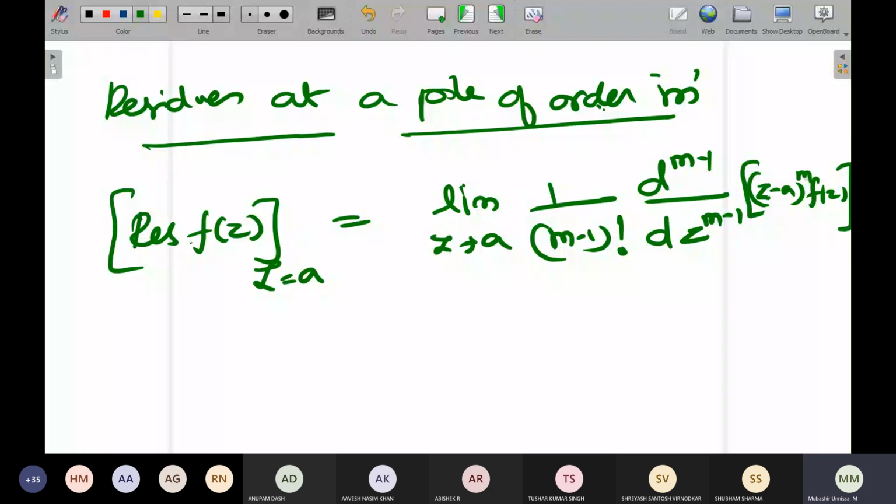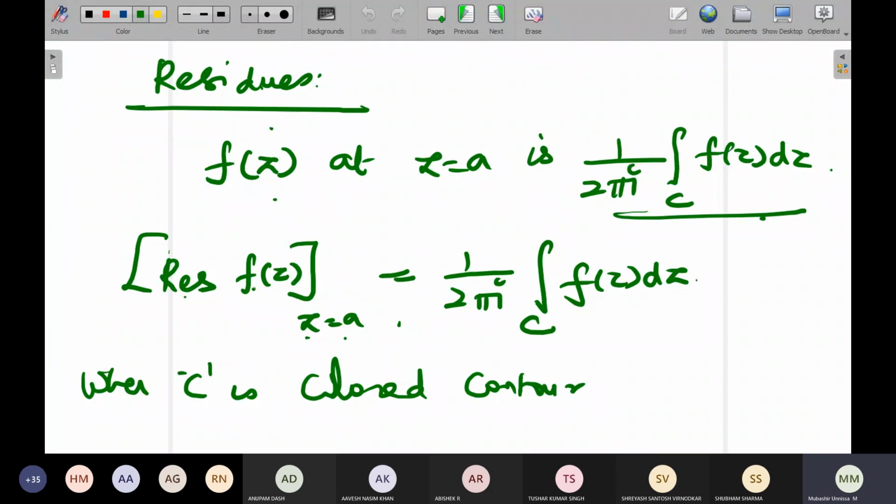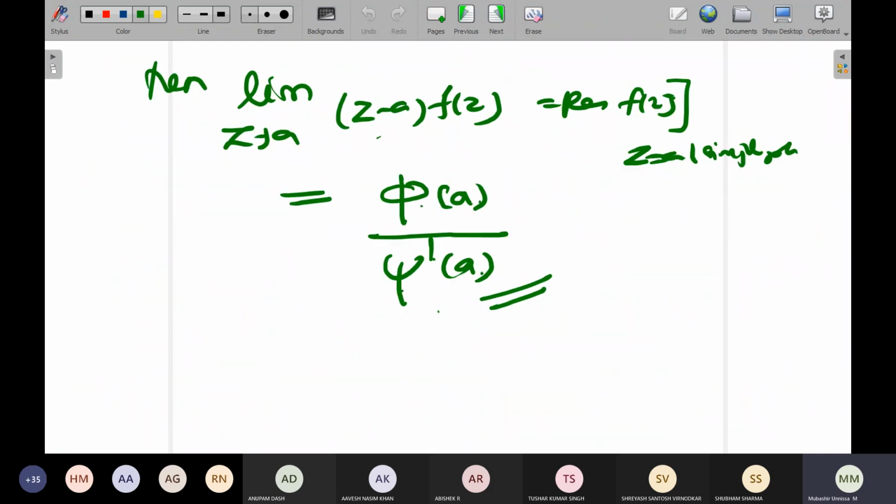Everyone understood? Actually, the meaning of residue is this; this is the actual definition of the residue. You have to calculate this integration. So still I have not yet started with integration. I am telling you the other way to calculate the residues.